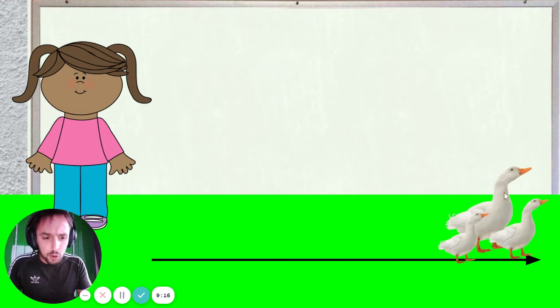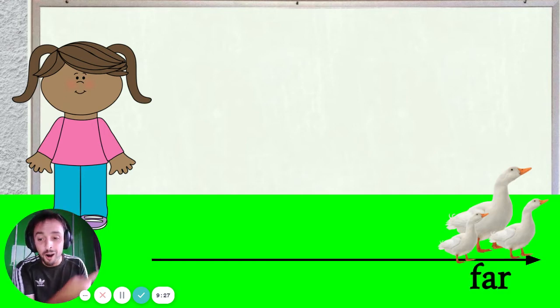Okay, now, what do we have? How many ducks? One, two, three. So more than one. Okay? And are they near or far? That's right, they're far. Okay, so this time, it's more than one and far.